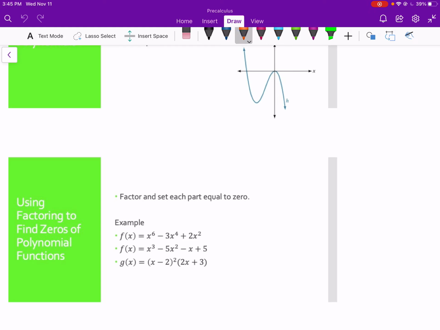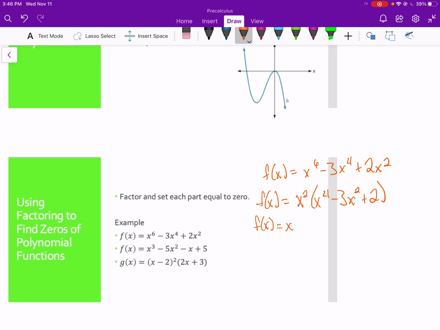If we look at this first one, f of x equals x to the 6th minus 3x to the 4th plus 2x squared. The first rule of factoring says take out anything they all have in common, which in this case is x squared. So we're left with x to the 4th minus 3x squared plus 2. Then I'm going to factor that second piece. So we have x squared, and then x squared minus 2, and x squared minus 1.